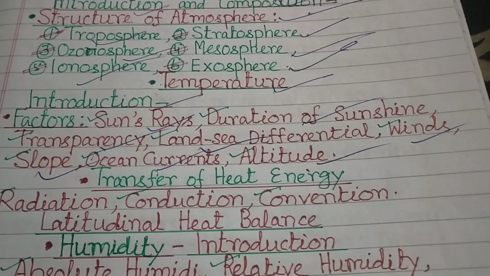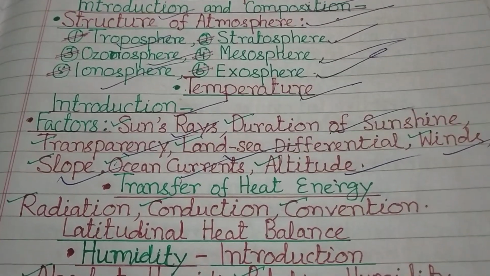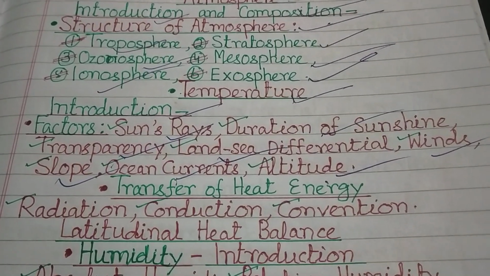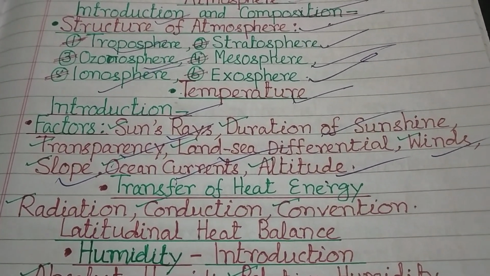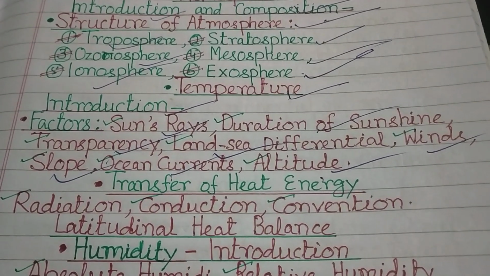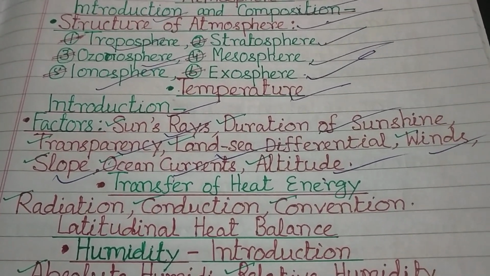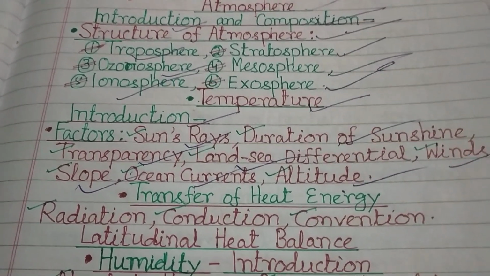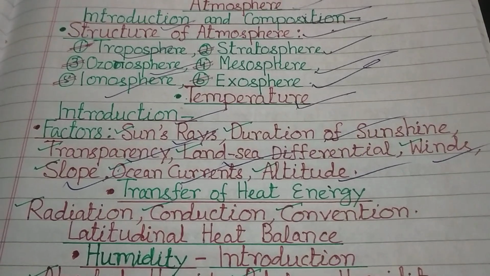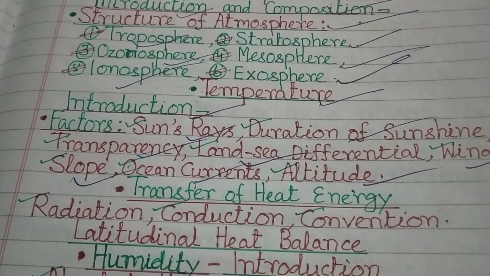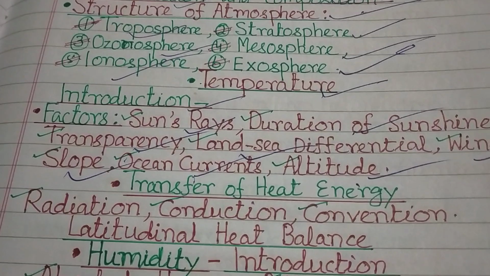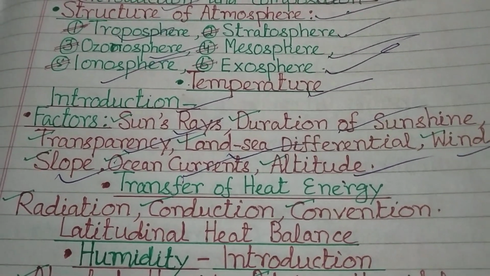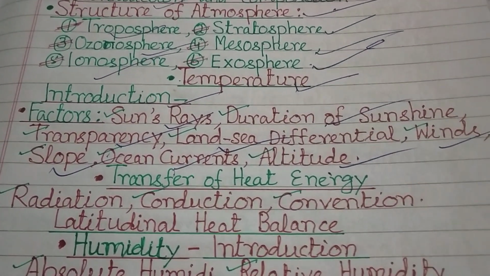And the next important factor is the ocean current. Ocean currents influence the temperature of adjacent land areas considerably. Warm currents raise the temperatures of the coastal areas, whereas cold currents lower them. For instance, in higher latitudes, the eastern coast has much lower temperature than the western coast due to the influence of cold currents.